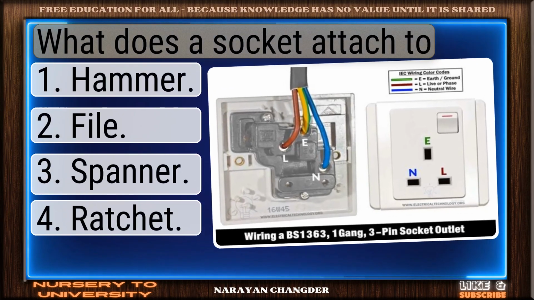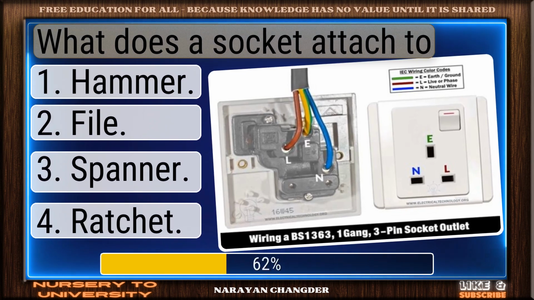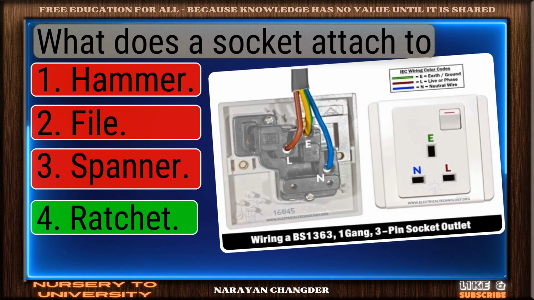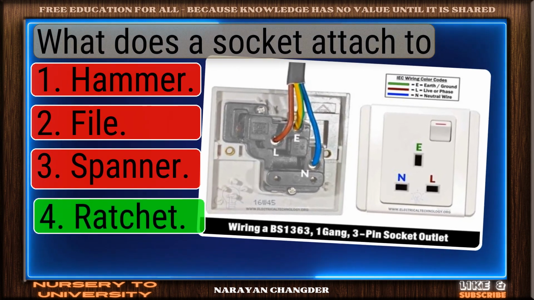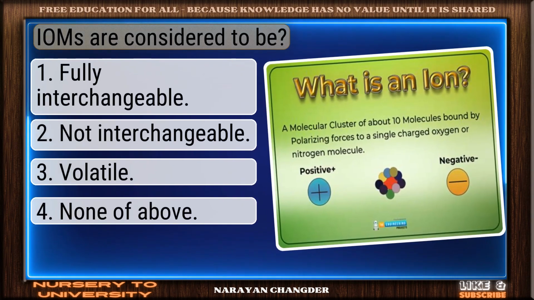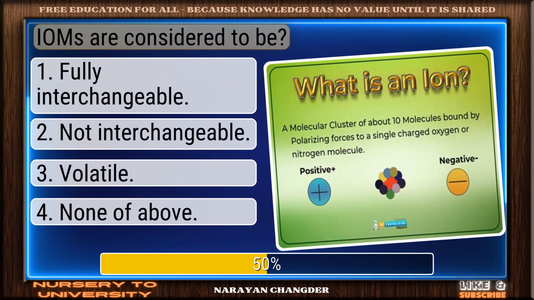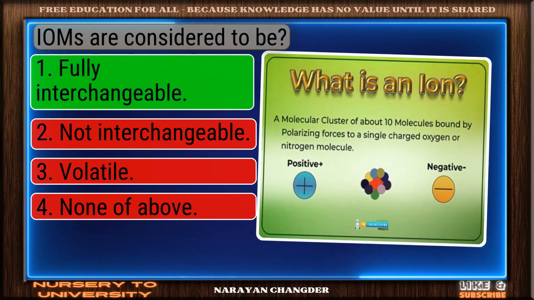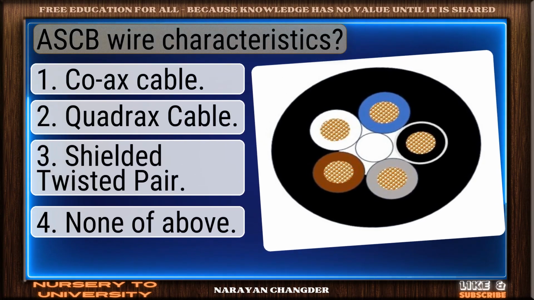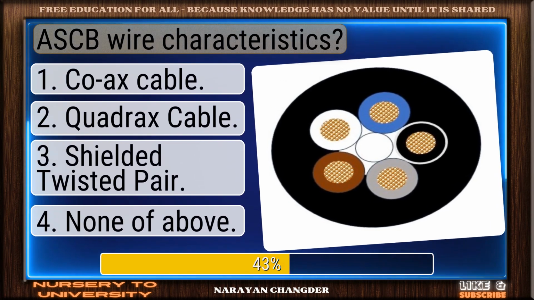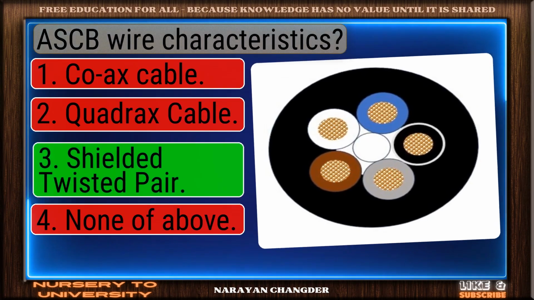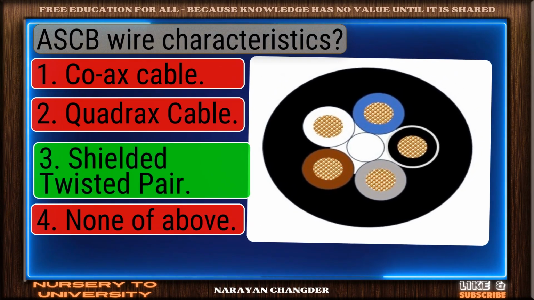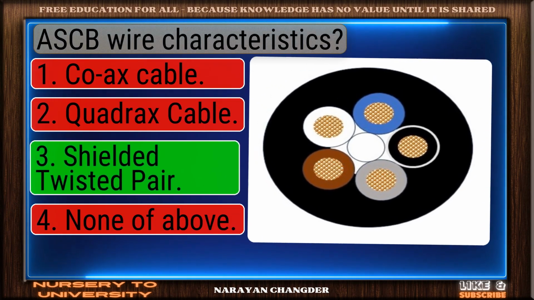What does a socket attach to? Well done. Ratchet is the right choice. LRUs are considered to be... Valid point. Fully interchangeable is true. ARINC wire characteristics? Nicely done. Shielded twisted pair is a solid answer.